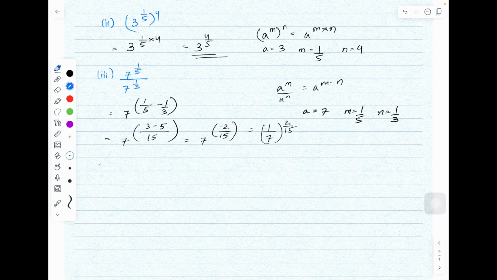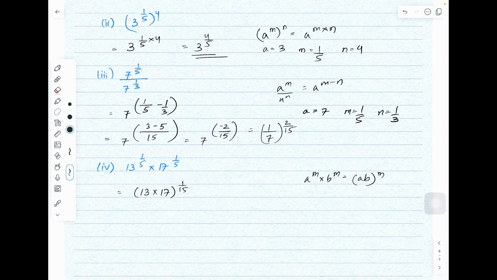Then the fourth simplification: 13 to the power 1 by 5 into 17 to the power 1 by 5. Here the bases are different but the exponent is the same, so we multiply the bases. Here a to the power n into b to the power n equals (ab) to the power n. Instead of a it is 13, b is 17, n is 1 by 5. So 13 into 17 is 221 to the power 1 by 5, which is the answer.